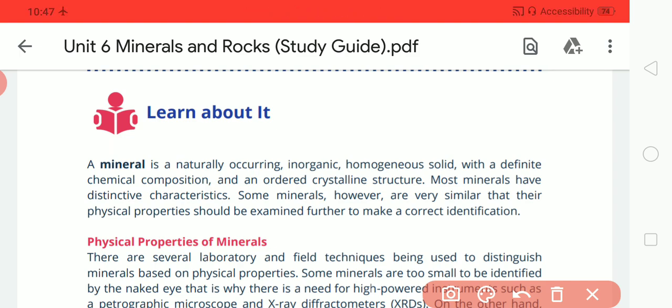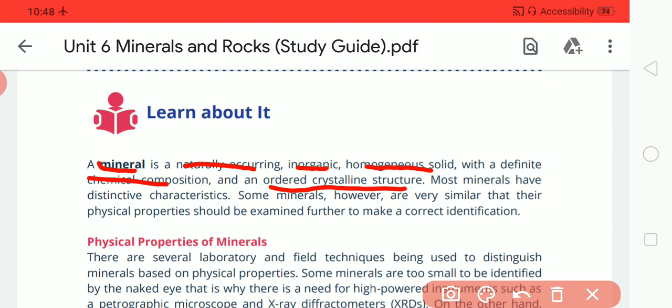So, a mineral is a naturally occurring inorganic homogeneous solid with a definite chemical composition and an ordered crystalline structure. So, that means we can find minerals everywhere in our surroundings, in the mountains, in the oceans, like that. Mineral is defined also as inorganic. So, that means mineral doesn't have carbon compounds.